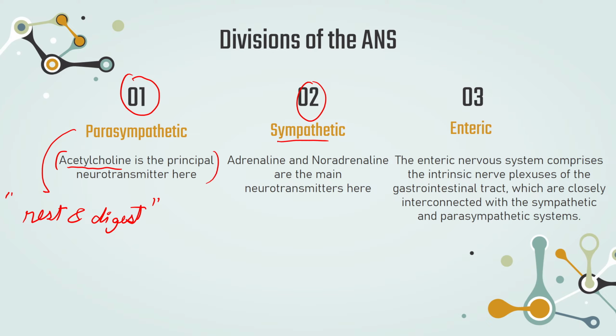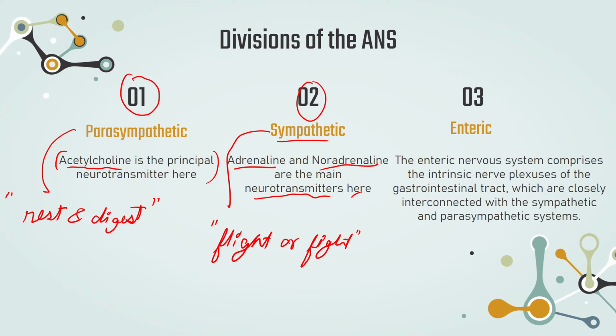Whereas the sympathetic system, whenever we are in danger, any kind of danger or any stressful environment, the fight or flight response, this is the system which will be activated. And here adrenaline or noradrenaline, both of these will be the main neurotransmitters.